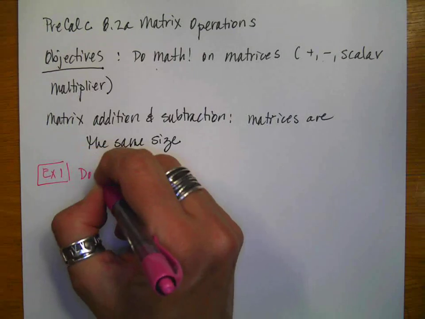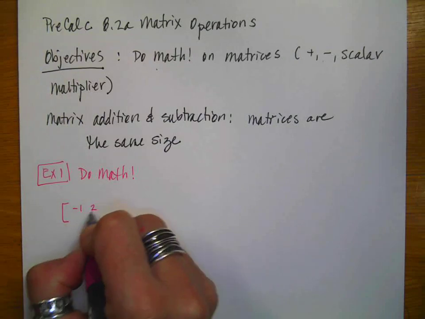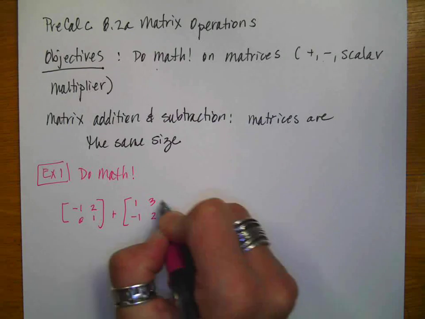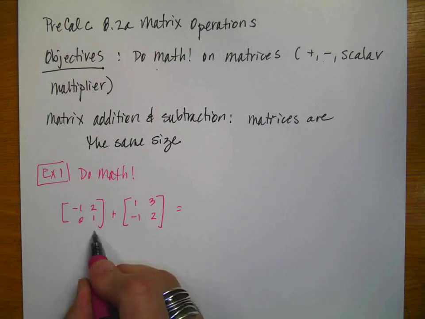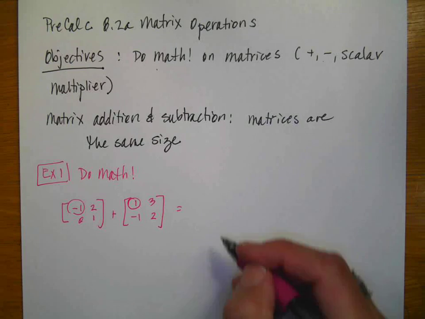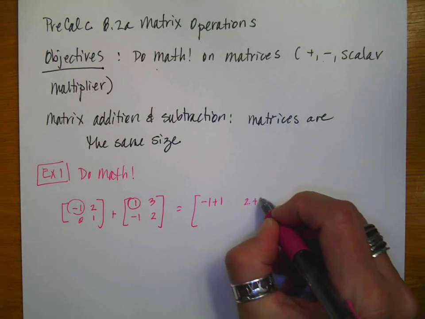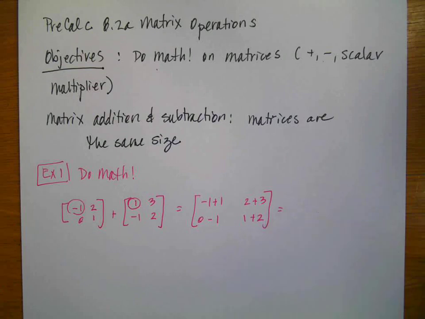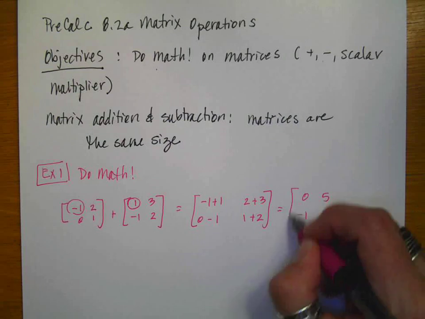And so the directions are do math. Woohoo, that's easy. So let's say I have negative 1, 2, 0, 1 added to 1, 3, negative 1, 2. Well, when I add matrices together, notice these are the same size, they're 2 by 2s, but like elements are added together. So this is a negative 1 plus 1, and then it would be 2 plus 3, and 0 minus 1, and 1 plus 2. So the sum of those two matrices would be 0, 5, negative 1, 3.